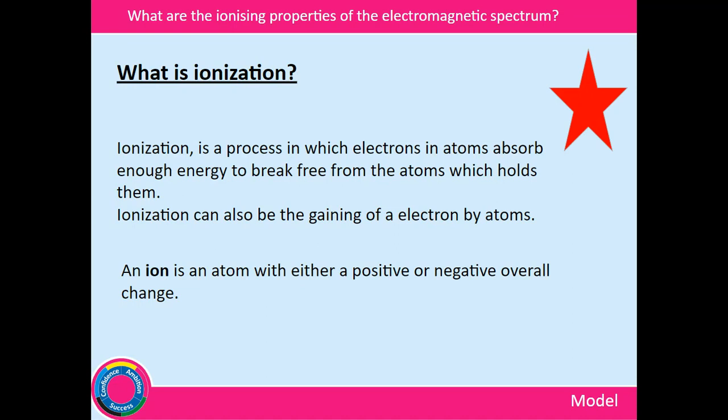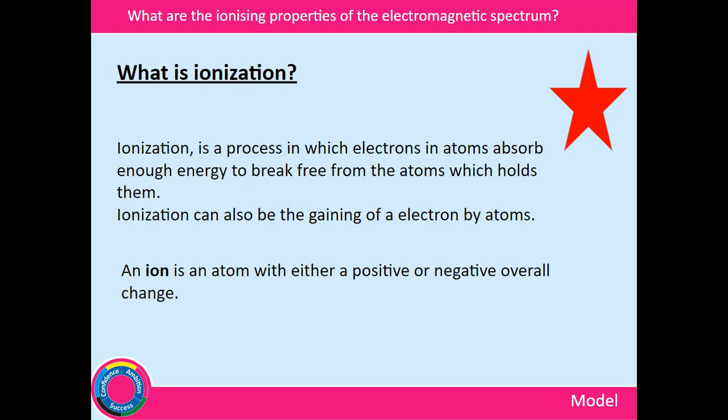The first thing that we need to be aware of is your first red star. What is ionization? I'm just going to read through this with you. Ionization is a process in which electrons in atoms absorb enough energy to break free from the atom which holds them. Ionization can also be the gaining of electrons by atoms. An ion is an atom with either a positive or negative overall charge.